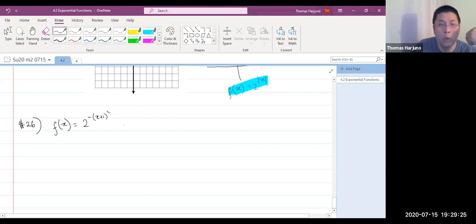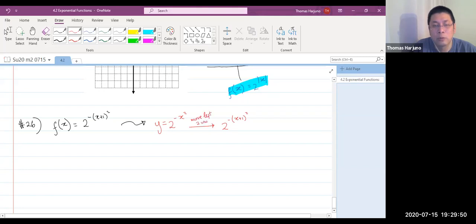Okay. Now, how do I do this? I will start with y equals 2 to the negative x squared. Now, I don't know what the graph of that looks like, but if I can graph that, then 2 to the negative of (x plus 1) squared is actually a move to the left, 1 unit. Move to the left 1 unit.